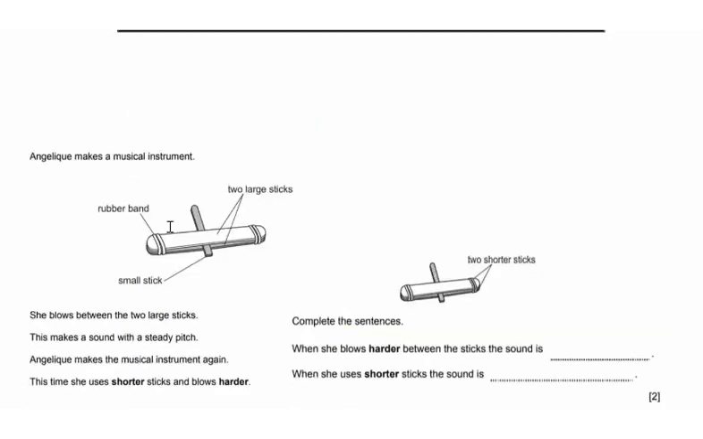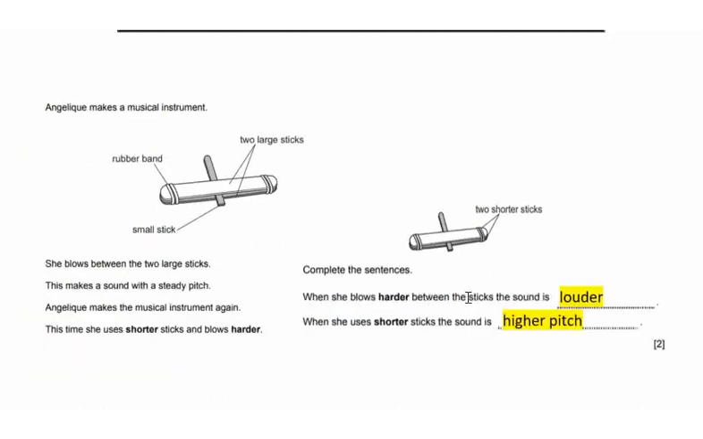This is the last question of our quiz today. Angelique makes a musical instrument. She blows between the two large sticks. These make a sound with a steady pitch. Angelique makes the musical instrument again. This time she uses shorter sticks and blows harder. Complete the sentences. When she blows harder between the sticks, the sound is louder. When she uses shorter sticks, the sound is higher pitch.